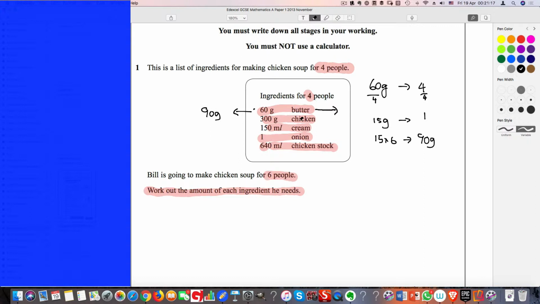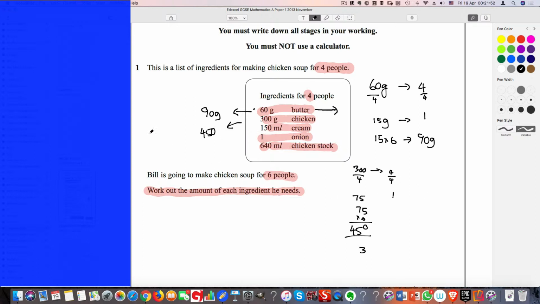Okay? For the chicken is 300 grams for 4. So if I divide that by 4, I get 1 person. Divide that by 4, I get 75. Then multiply the 75 times 6. 30, 33, that's 42, 45. So it's going to need 450 grams for the chicken.